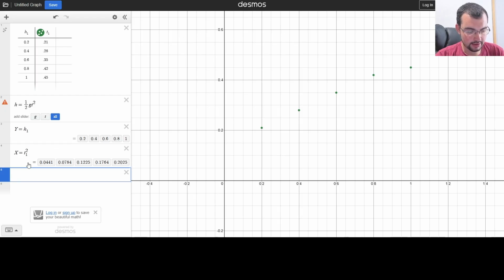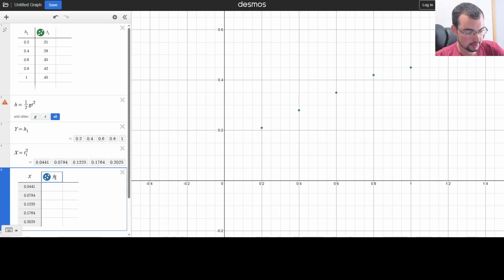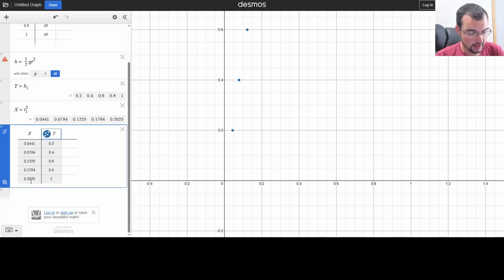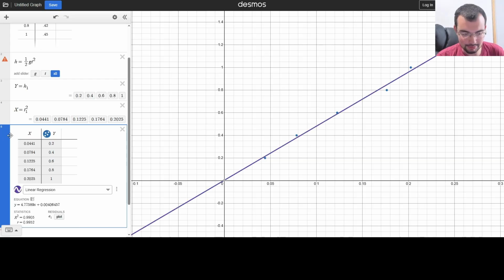So now what we can do is go down and create a new table, just by inserting a table. I like to call them capital Y and capital X for my linearization. So we have capital X, we have capital Y, and you should always zoom in on your new regression. Yep, that looks pretty linear to me. And then Desmos has a button that you just click and it adds a regression. Boom, got my best fit line.